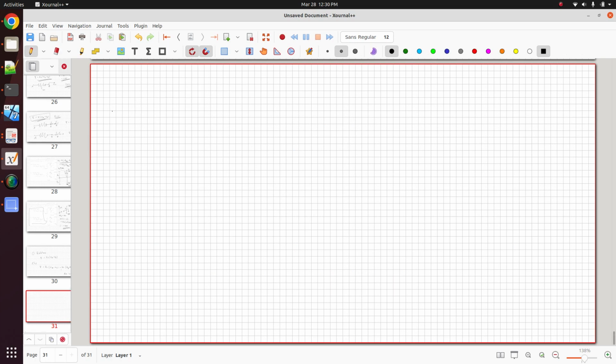Okay, Nastran gives you three types of coordinate systems. You have a rectangular coordinate system, a cylindrical coordinate system, and then you have a spherical coordinate system.